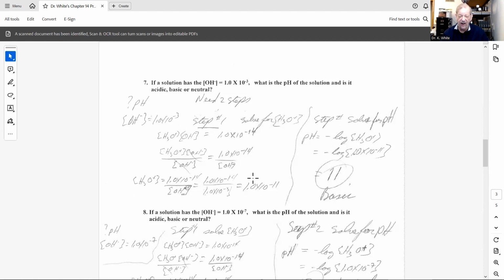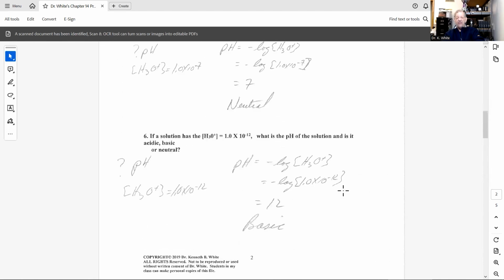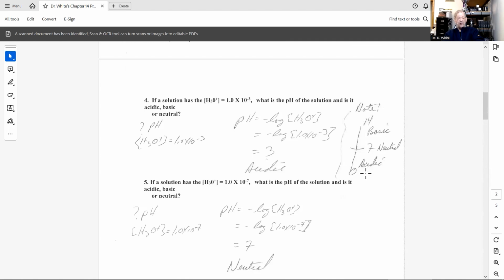I just figured out what H3O plus concentration is. I put it in. And whenever a number is 1.0 times 10 to the minus x, the pH is x. Well, minus x is minus 11, so the pH is 11. Now, is that acidic, basic, or neutral? If we come up here to the chart, you should know above 7, which 11 is, makes it basic.